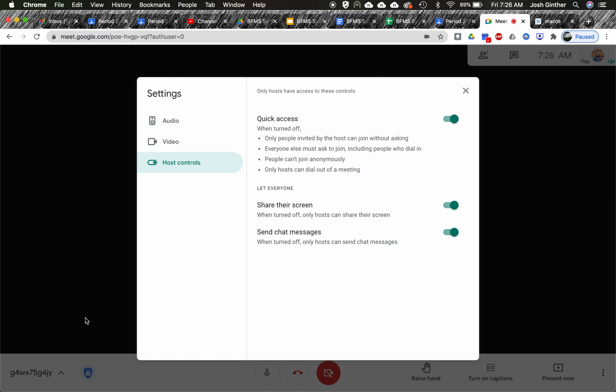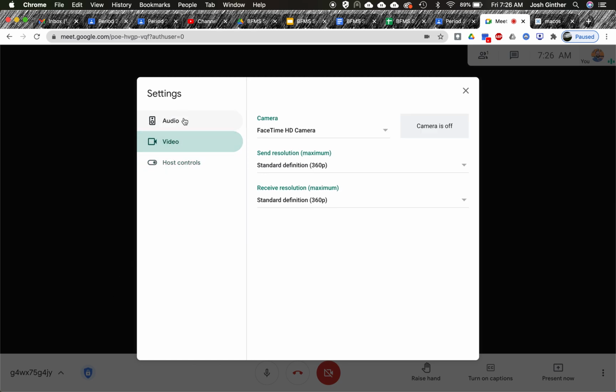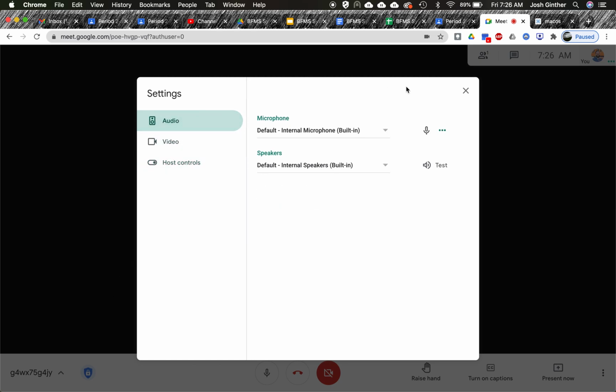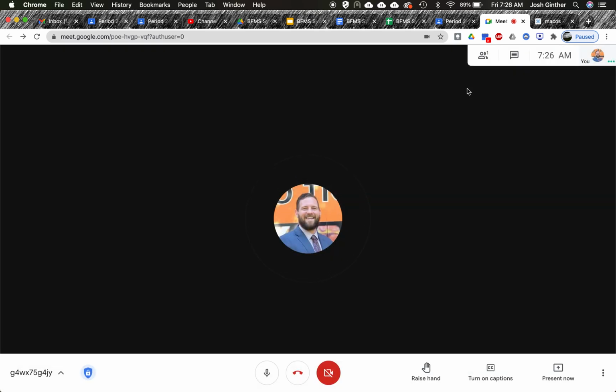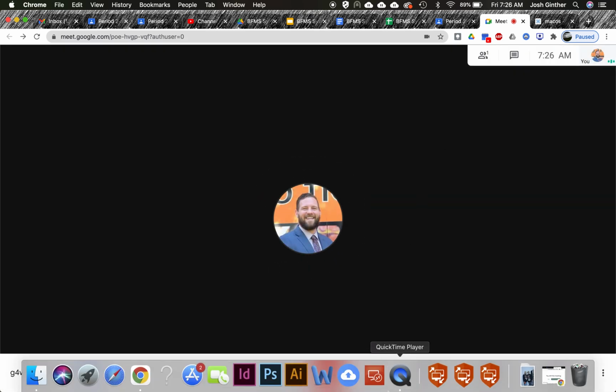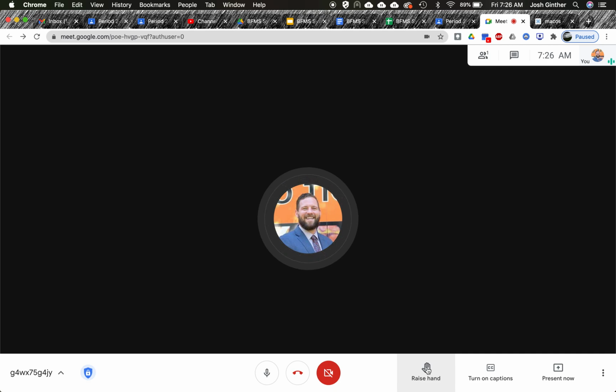You go to view host settings, it just adds some information about audio and video, which are not necessary if you're using the Chromebooks. Just like the students, you have a raise hand function. When that is clicked by the students, bottom right hand corner, something will pop up, and I do believe that there's a notification that happens up here.